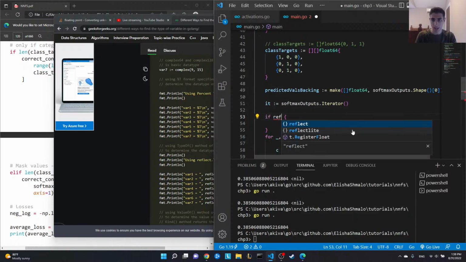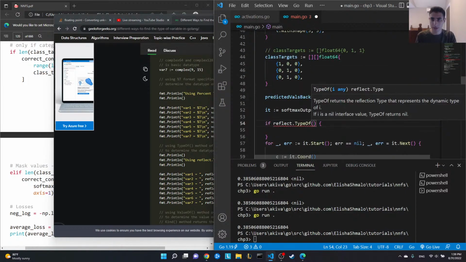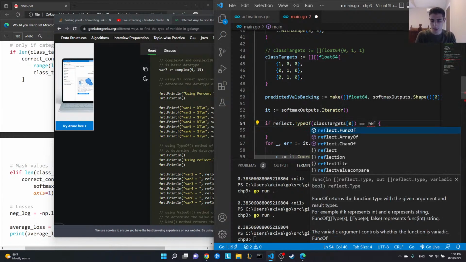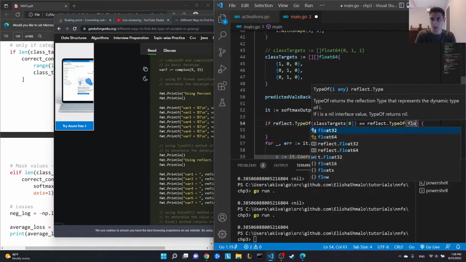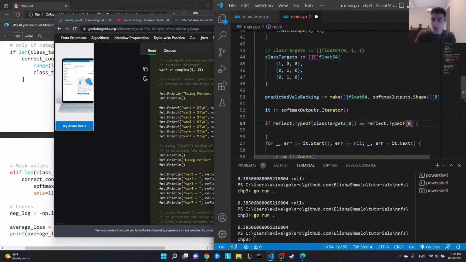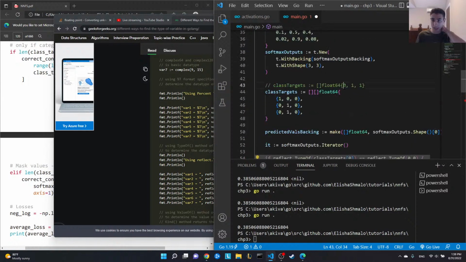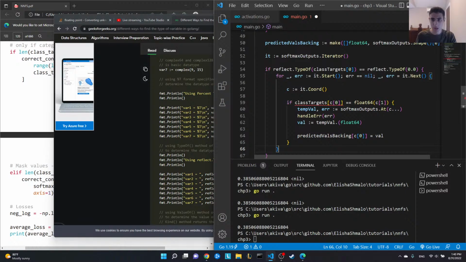If reflect, so that's a package that we're going to have to import. If reflect dot type of the class targets index 0 equals reflect dot type of float 64. Oh, sorry, 0.0, which I guess will be a float 64, right? Yeah. So if the first value, which in this case is a float 64, equals a float 64, then we should do our old loop like this. And we should go like that.